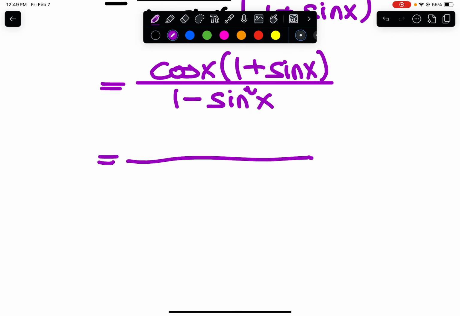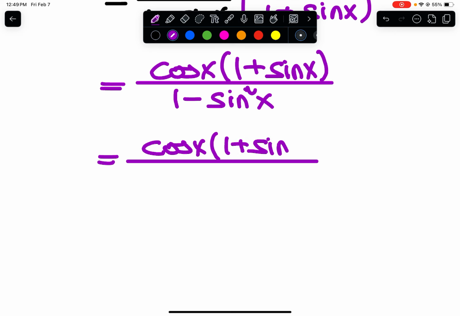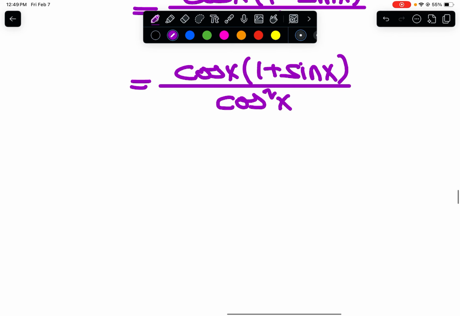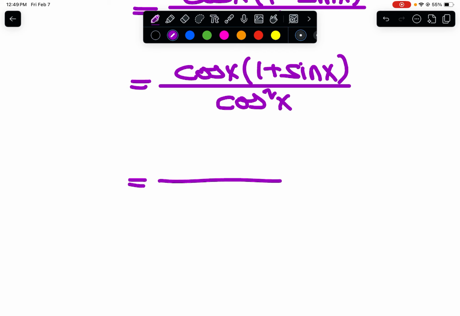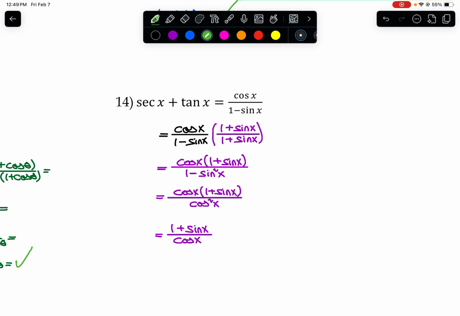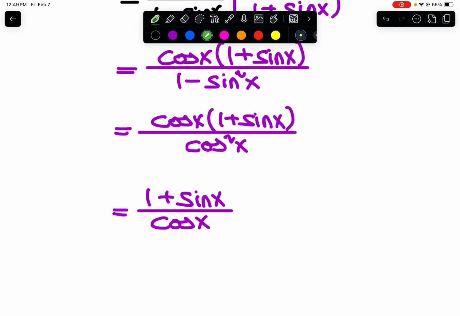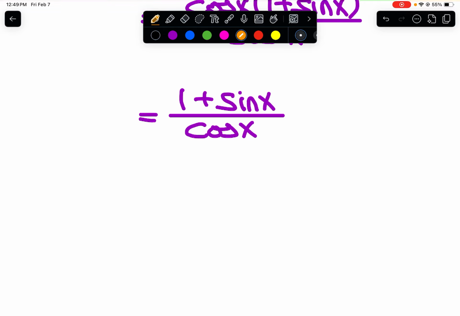And then when you get there, so we're going to have cosine x, 1 plus sine x, and then 1 minus sine squared x, that's going to be part of Big Papa, which is going to turn into cosine squared x. And then notice how we have a cosine x over cosine squared x, so I'm going to take 1 away from both the top and the bottom. So when I do that, that's going to leave me with 1 plus sine x over cosine x, which it matches. Wait, no, it doesn't. Hello? I think I'm hallucinating. It's fine.